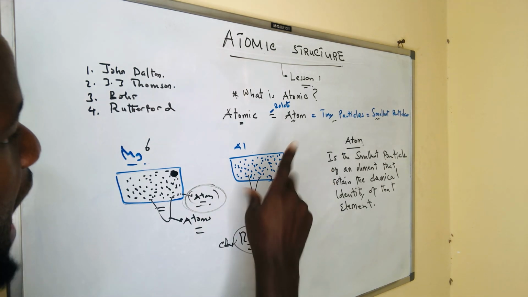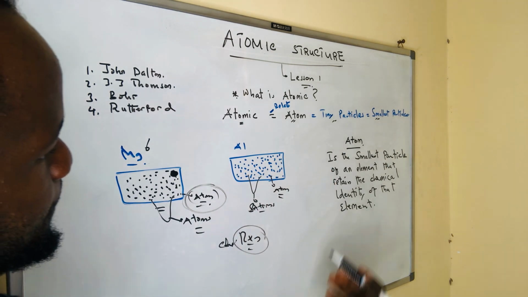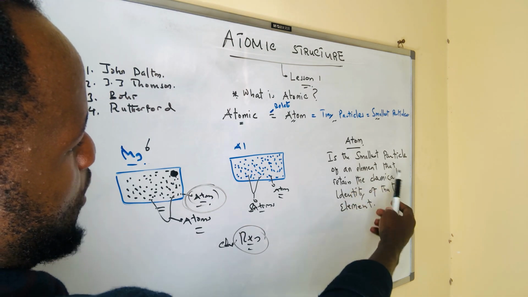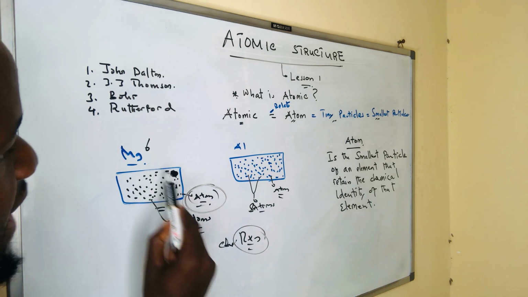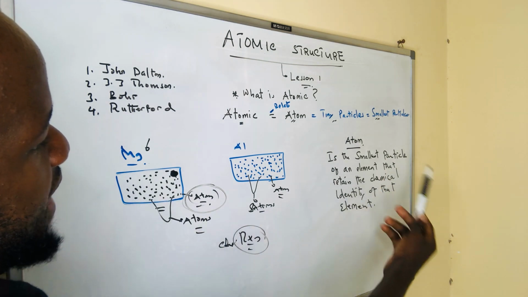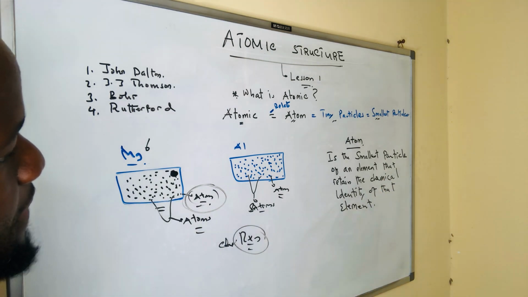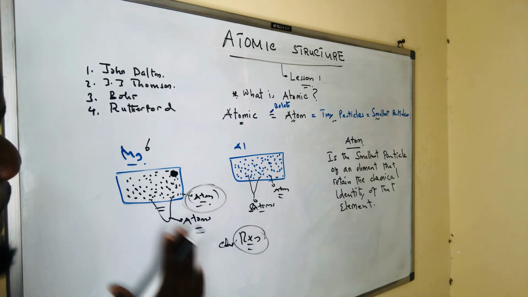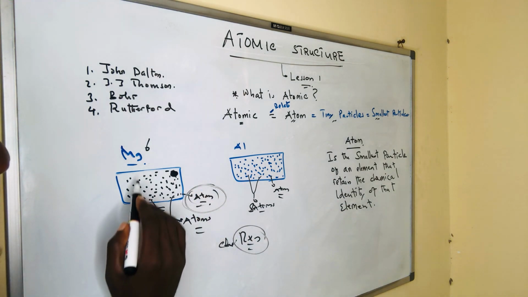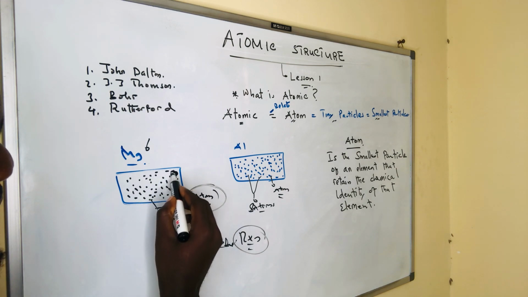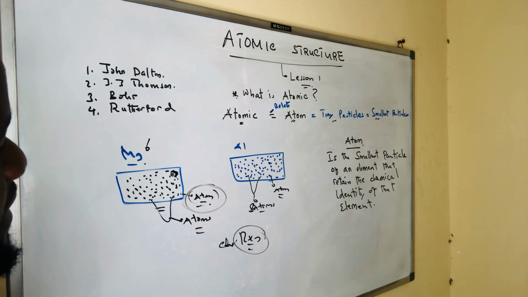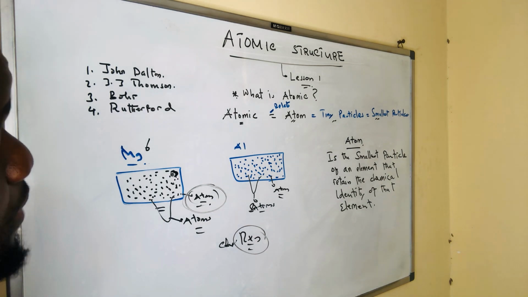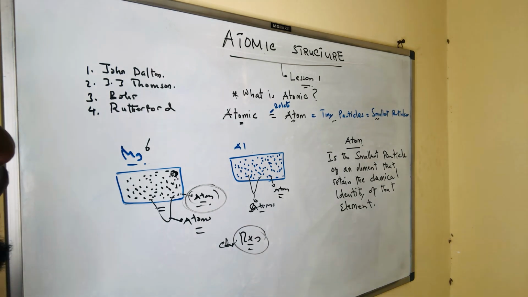So now let's see how we can define atom. So atom is the smallest particle of an element, ni kile kisehemu kidogo sana cha element that retain the chemical identity of that element, or that retain the chemical properties of that element. Kwamba chemical properties zote za element fulani zinakuwa affected by nature ya atom ambayo inapatikana pale ndani. So that is all about atom and how you can define atom.